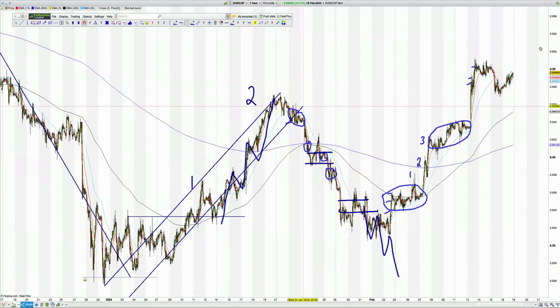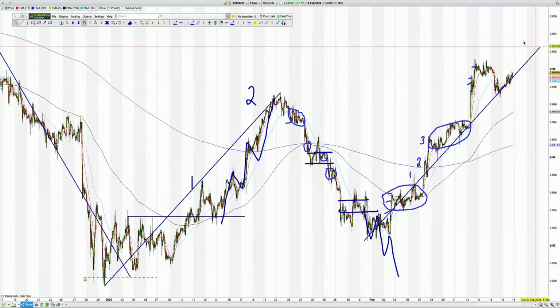That's the AB leg, CD leg. So we're waiting up here for a little squeeze up here. We've got 2 weeks consecutive rise. It looks like a really strong setup.